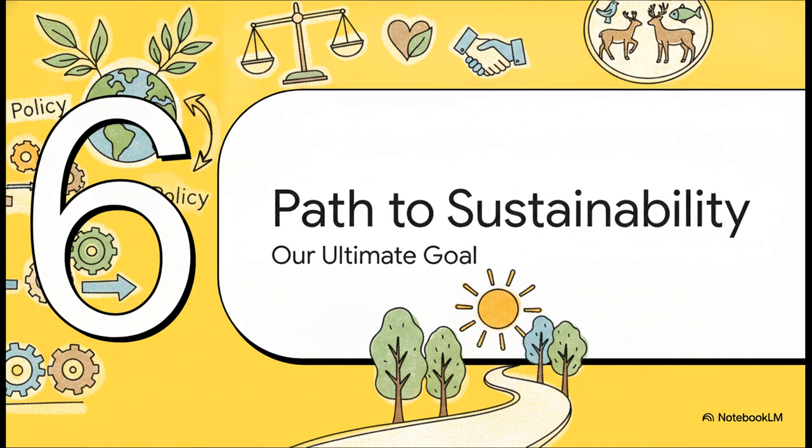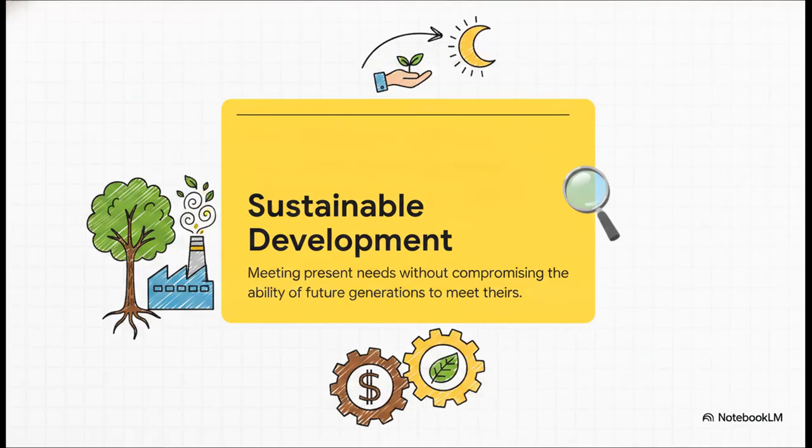Finally, Section 6, the path to sustainability. All the policies and ethics we've covered, they point to one overarching gold standard goal: sustainable development. The definition you absolutely need to memorize is meeting the needs of the present generation without compromising the ability of future generations to meet their own needs. Basically, balancing economic growth with ecological limits. It's the ultimate rule of leaving the campsite better than you found it.